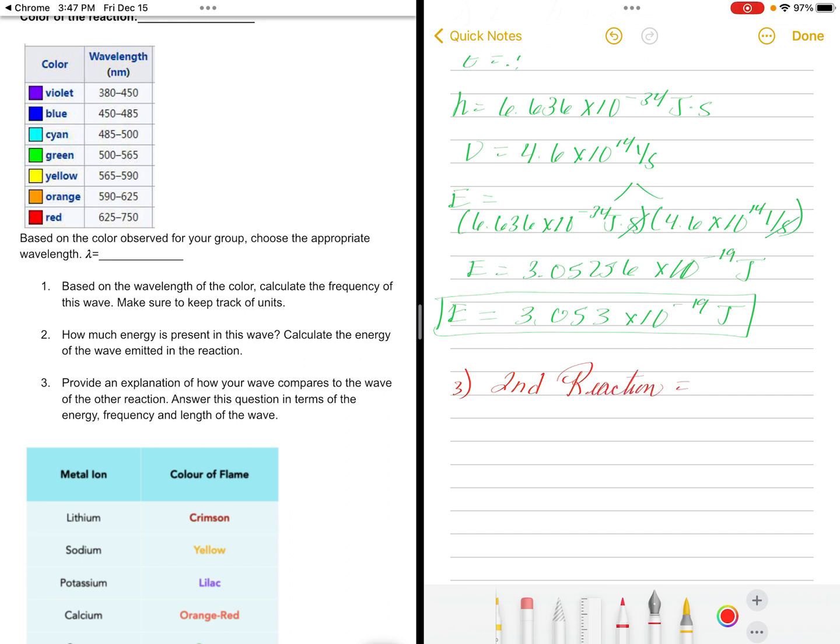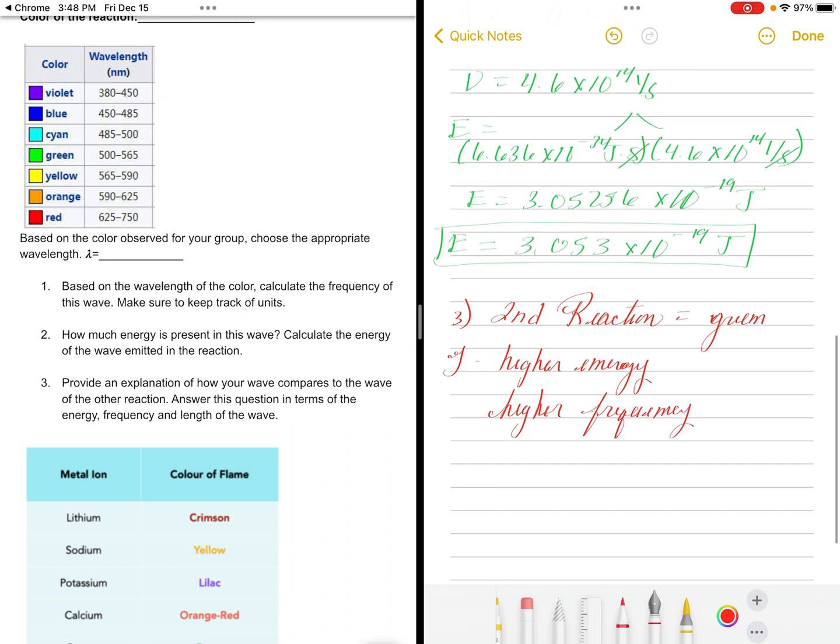Okay, let's say the color was green, right, or violet or blue, but we'll go with green, right? So I'll put green. Okay, so green has higher energy. So I'm going to put green here with a G, has higher energy. Why does it have higher energy? It has higher energy because it has a higher frequency.